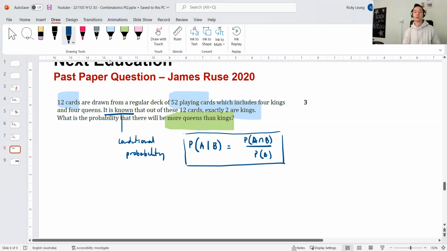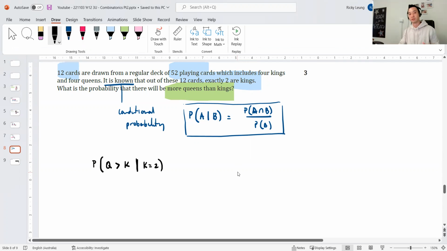Now, in this question, what is the probability that there are more queens than kings? If I were to summarize, what they're really looking for is: find the probability that the number of queens is bigger than kings, given that the number of kings equals 2. That's really what they're saying. Is that right? Now, using the formula up here.